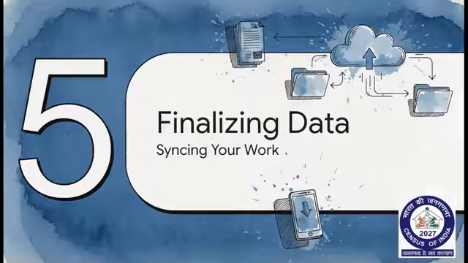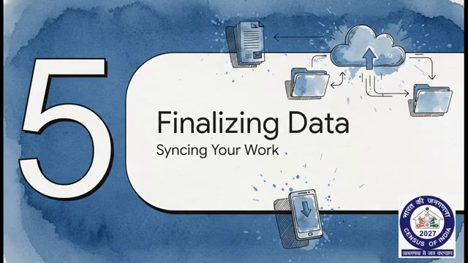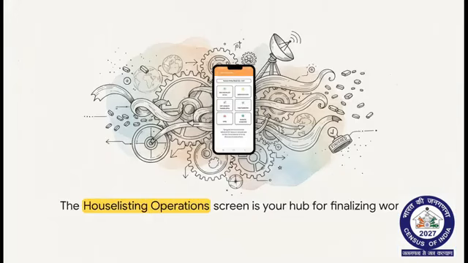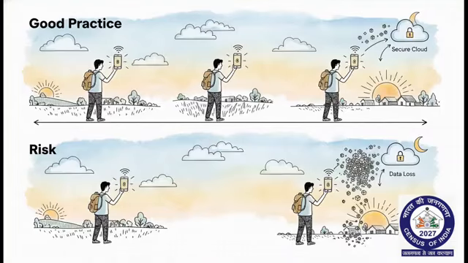And finally, let's talk about the most important steps of all: saving your hard work and making sure it gets safely uploaded to the main server. This main menu, the house listing operations screen, think of it as your mission control. After you're done with your entries, you're going to come back here for 2 key final actions: sync and mark as complete. I cannot stress this enough. It is absolutely essential that you sync your data regularly. Don't wait until the end of the day. Syncing uploads everything you've collected to the server, and that creates a secure backup. It's your safety net, making sure nothing gets lost if your device has a problem.